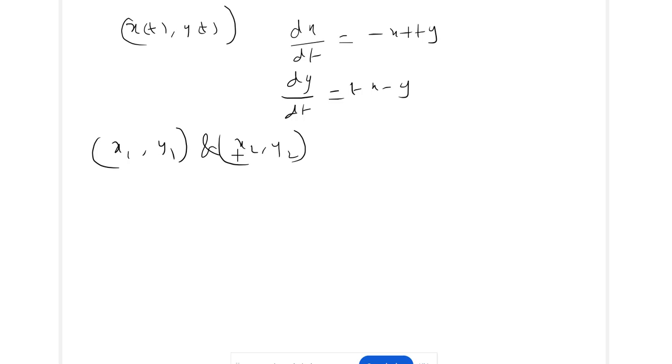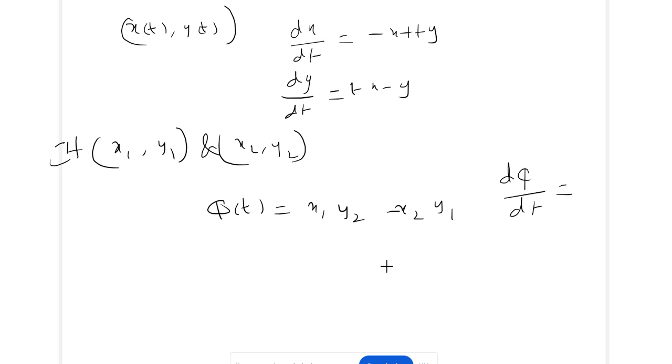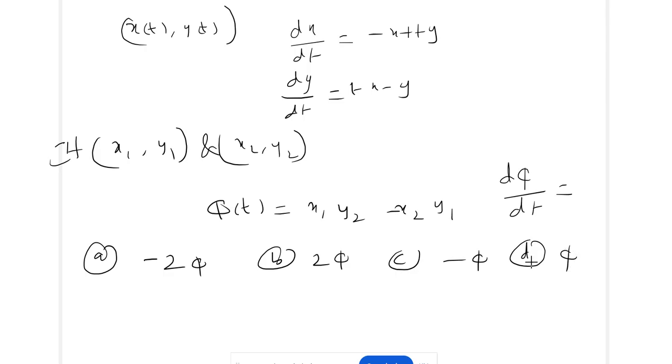These are x1(t), y1(t), x2(t), y2(t). If both are two solutions and pi(t) is defined as x1 y2 minus x2 y1, then what is d pi/dt? They are asking. Option A is minus 2 pi, option B is 2 pi, option C is minus pi, option D is pi. This is a very simple problem.